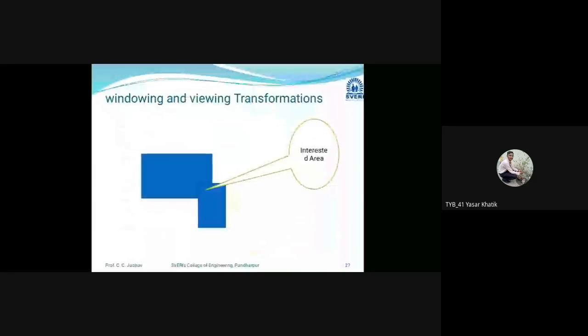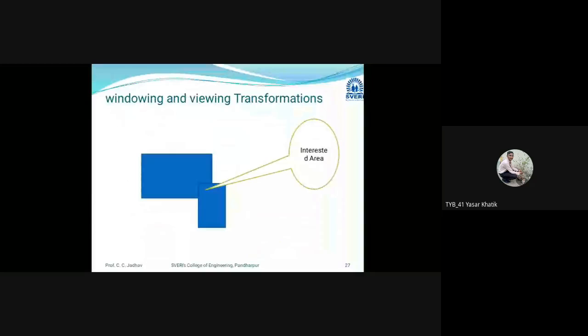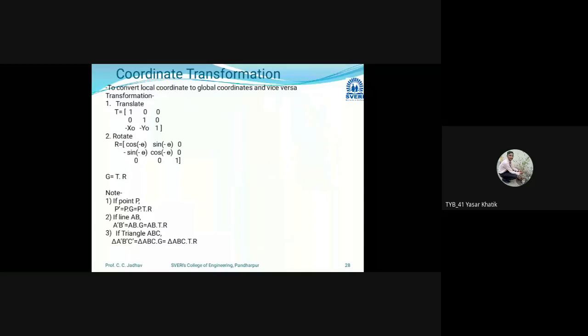The next type is windowing and viewing transformation. We have seen that whatever the interested part is, we are going to focus only on those interested parts. For that we use windowing and viewing commands. Next we have seen the coordinate transformation. Whatever system we are drawing, in local or global, if we want to transfer that system into a global system, local to global or global to local, at that time we have to use this coordinate transformation.